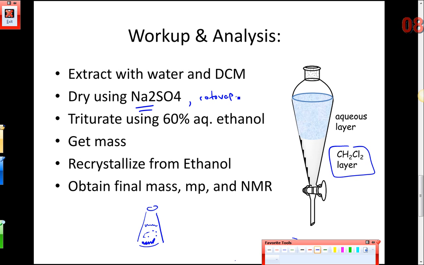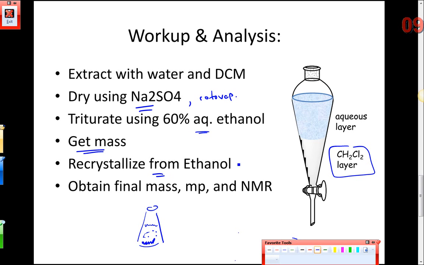In the next step, we're going to help break up the solid by triturating it. Now, triturating means to add some solvent and then stir it around. Not everything's going to dissolve, but a lot of the impurities will dissolve. So all the sodium hydroxide will dissolve. Now, from here, we want to get the mass, and then we're going to want to recrystallize from ethanol. And hopefully in this step, we can get rid of all of the triphenylphosphine oxide.